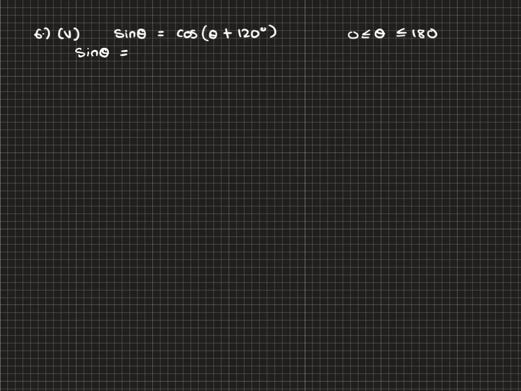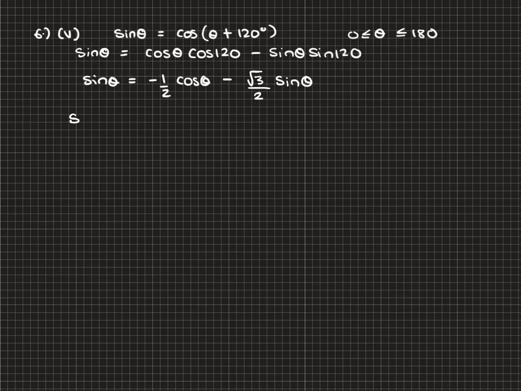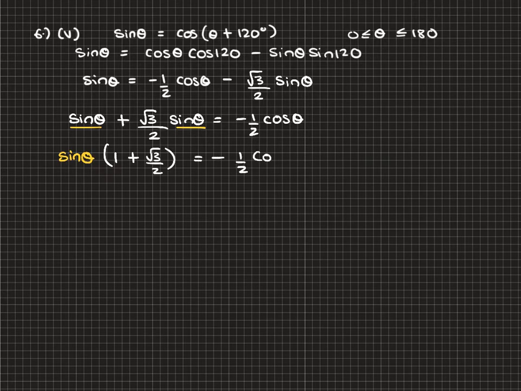Let's expand the right-hand side using the compound angle formula. Cos theta cos 120, minus sine theta sine 120. And we can fill in the values for cos 120 and sine 120 as well. So that tells me sine theta is equal to negative 1/2 cos theta minus root 3 over 2 sine theta. Let's collect the sine terms on the left-hand side and leave the cosine term on the right-hand side. And now we need to factorise, so that gives us sine theta, and then in brackets 1 plus root 3 over 2 equals negative 1/2 cos theta.